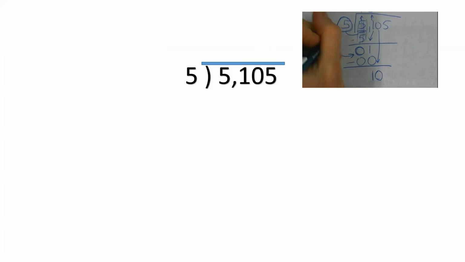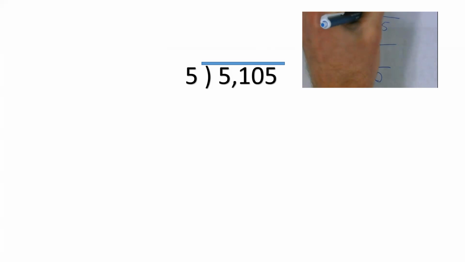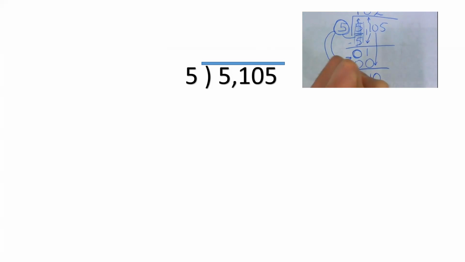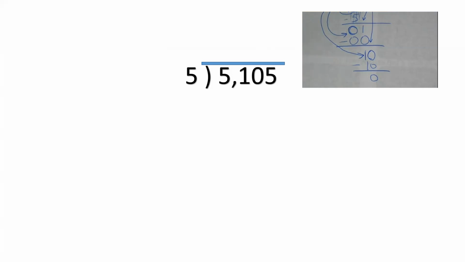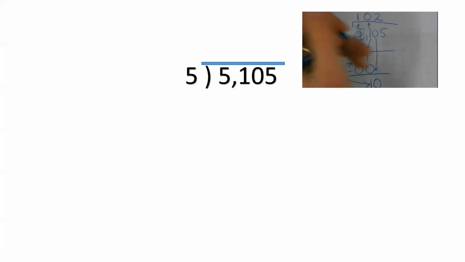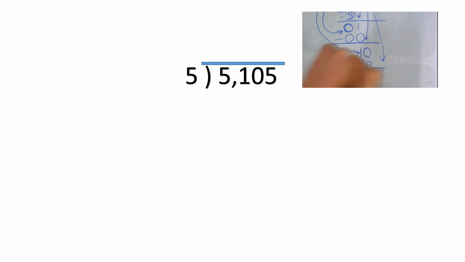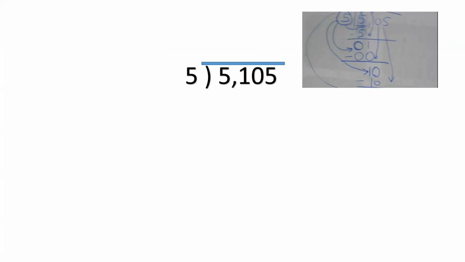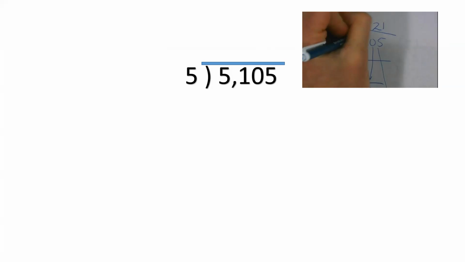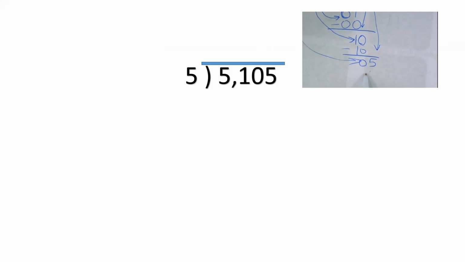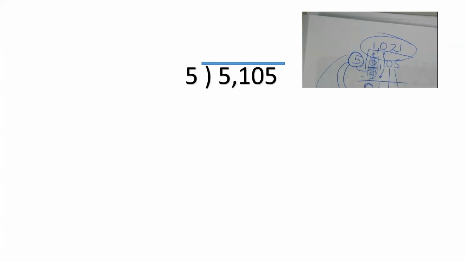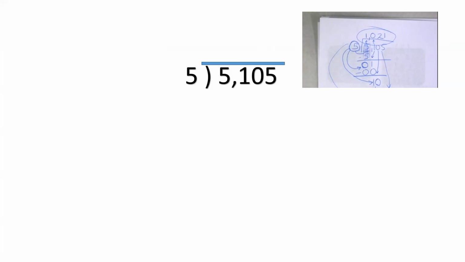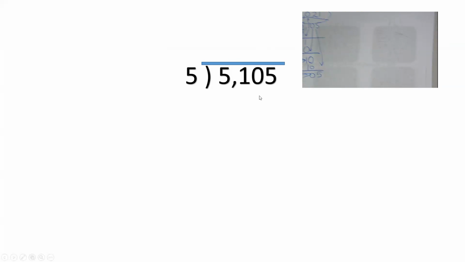Now you bring down the next number. How many 5s go into 10? 2. What's left over? Nothing's left over. Everything's taken away. So now you have to bring down the next number. And now, how many 5s come from 5? 1. What's left over? Nothing. We took everything from that 5 to make one group. So your answer is 1,021. Okay? Wonderful. All right. Let's move on.